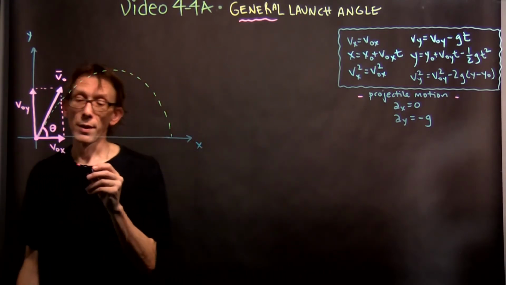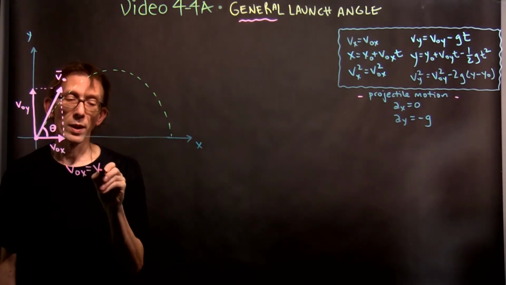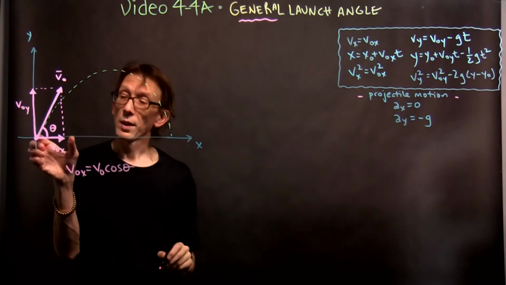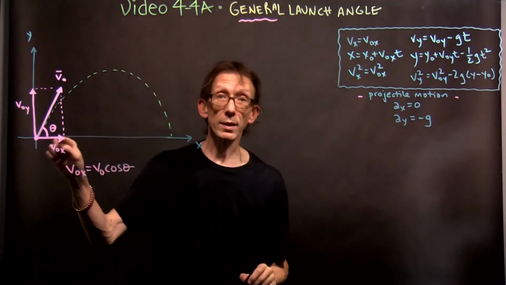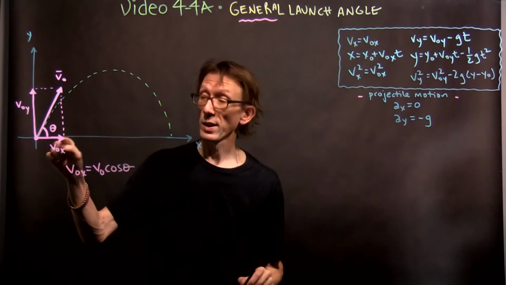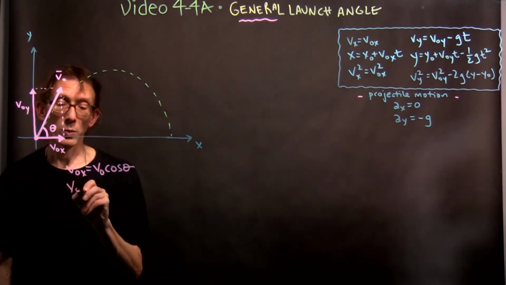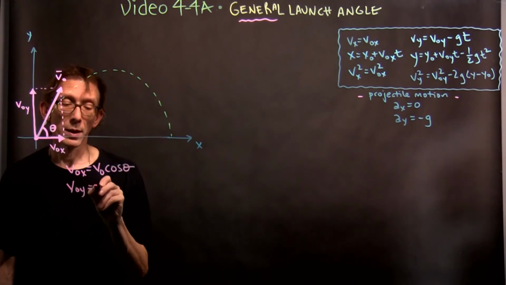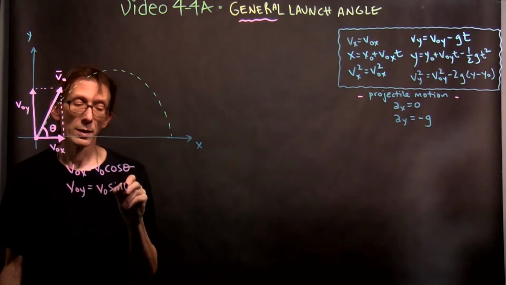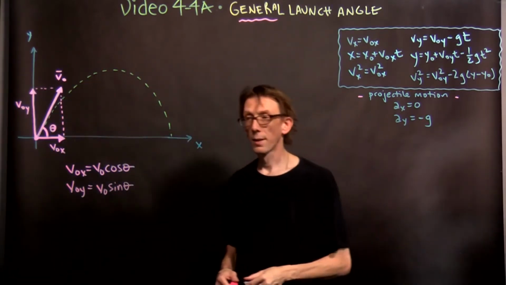And you'll remember that v naught x is v naught times cosine of theta. Why? Because x is the adjacent to theta, which means x is the cosine. And we also had from last week v naught y is v naught sine of theta. So we're going to make those substitutions.